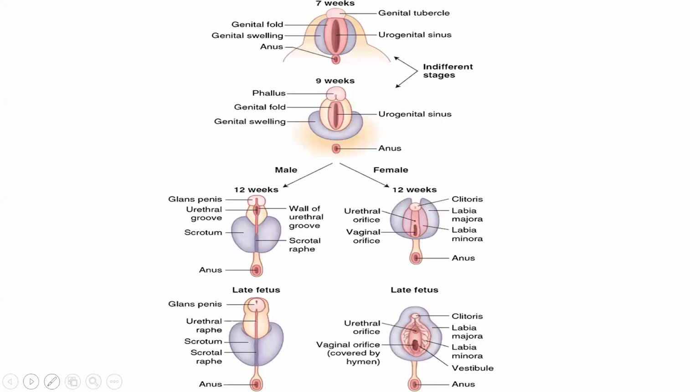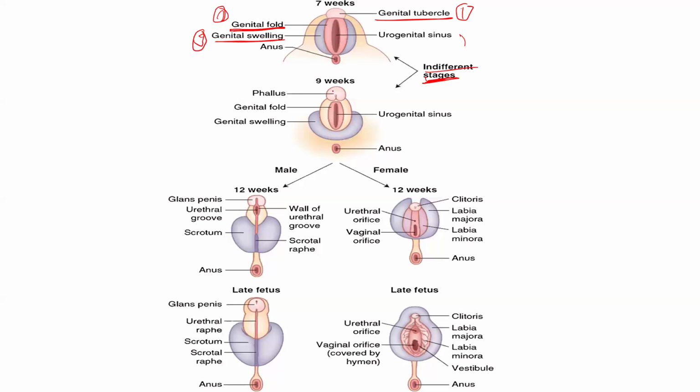Now, this is the slide which describes the development of the external genitalia. Remember, you have very important structures: a genital tubercle, the genital fold, also called the urethral fold, and the genital swelling, which is also known as the labioscrotal swelling. You can see it there. Those are the very important structures you need to understand, which give rise to the external genitalia. This is the indifferent stage. At this point, you cannot tell whether this is a male or a female.